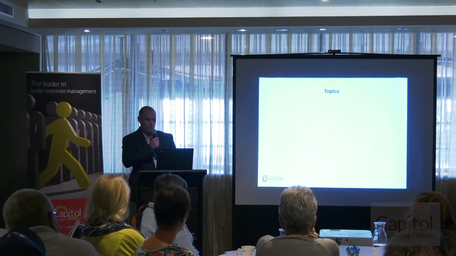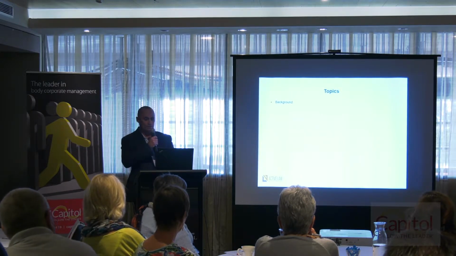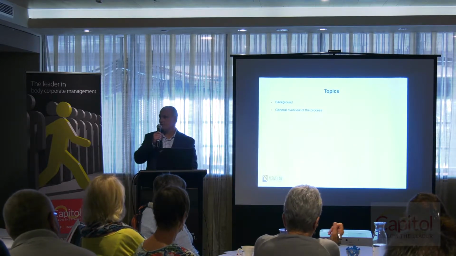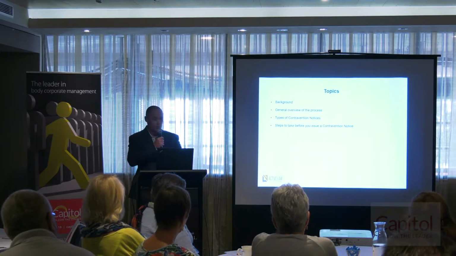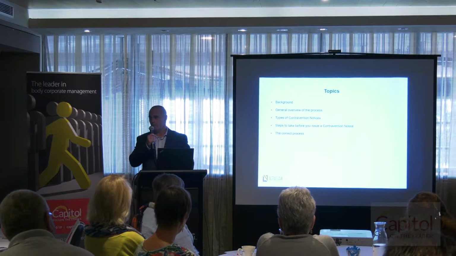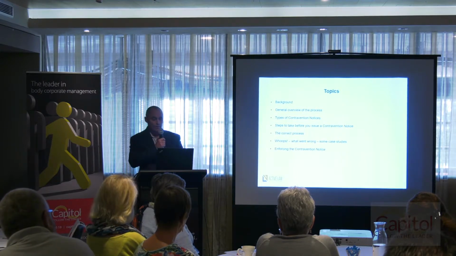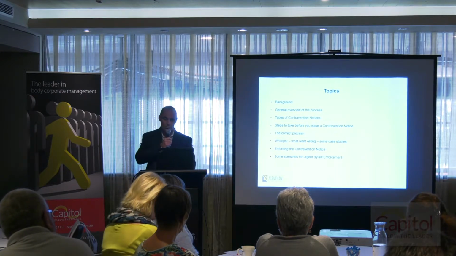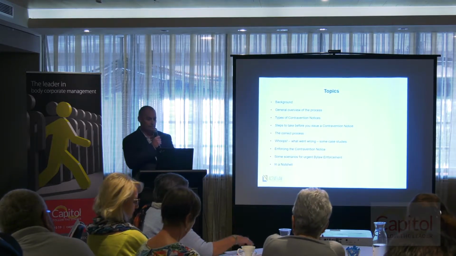To move through the topics that I'm going to discuss this morning, first of all, I'll give you a bit of a background to the presentation. We'll talk about a general overview of the process. We'll look at the types of contravention notices that can be issued. We'll look at some steps you need to take before you issue a contravention notice. We'll talk about the correct process to go through when issuing the contravention notice. We'll look at some case studies of where people have gone wrong in the past. We'll look at what you need to do to enforce the contravention notice. We'll talk briefly about urgent bylaw enforcement, and then we'll hopefully give you a bit of a take-home summary of things you need to think about.